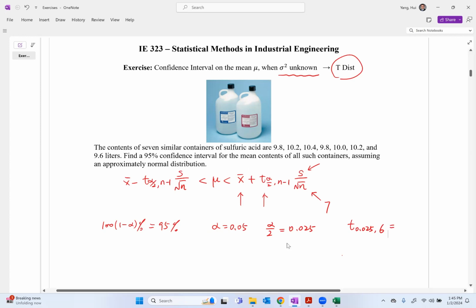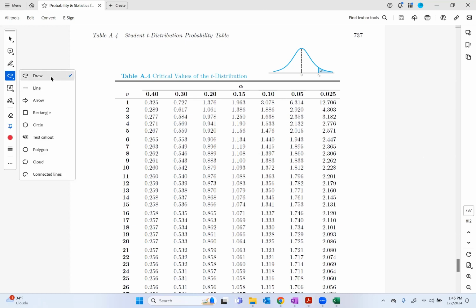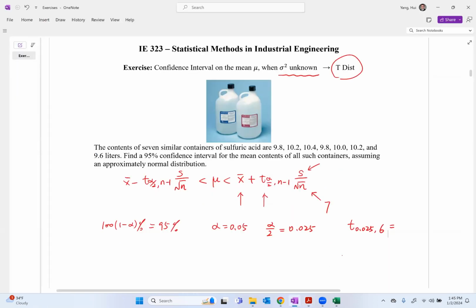Now let's go back to the book, the appendix table, 8.4, t distribution. We know that the t distribution is also symmetric. We need to find this t 0.025, 6. So this is right-tailed, so we can directly use this value. This is 0.025. This is 6 degrees of freedom. Now the value we want to find is 2.447.